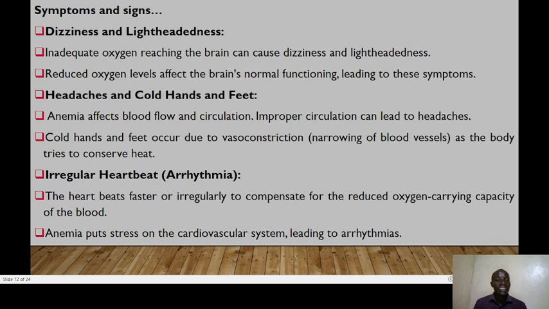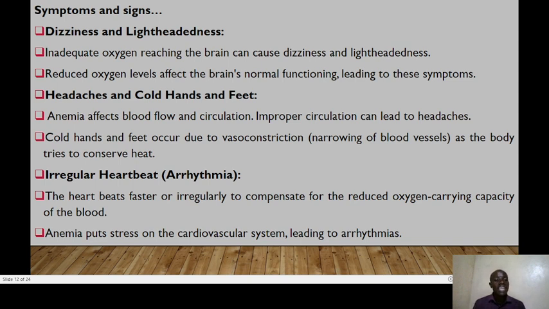What about the headaches and cold hands and feet? Anemia can affect blood flow and circulation, so improper circulation can lead to headaches. So cold hands and feet occur due to vasoconstriction. This is narrowing of the blood vessels as the body tries to conserve heat.